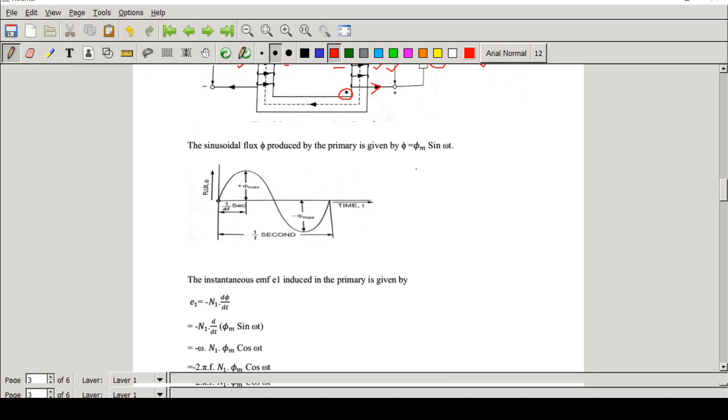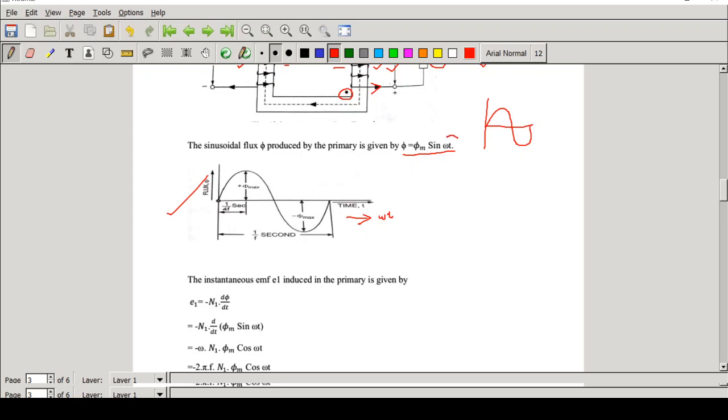The flux phi can be represented by an equation. It is a sine wave, a sinusoidal, alternating, changing quantity. Alternating means changing polarity: first it is positive, then it is negative. So I can represent the equation of the flux as phi equals phi m sin omega t. Along the x-axis I have taken omega t, and along the y-axis the magnitude of the flux.